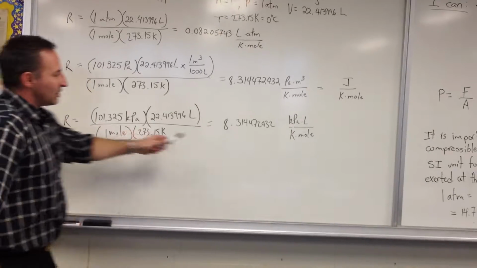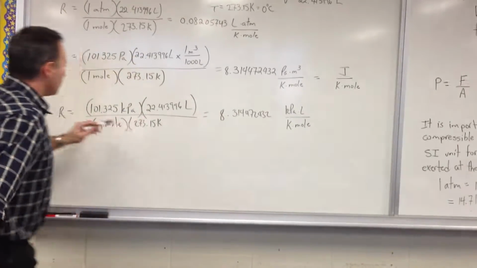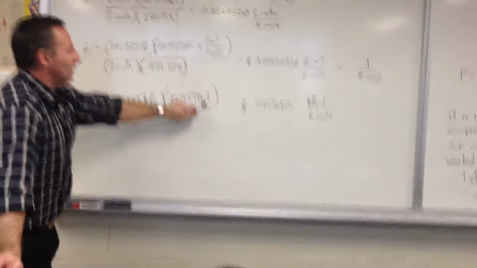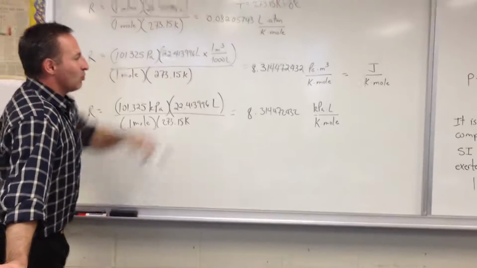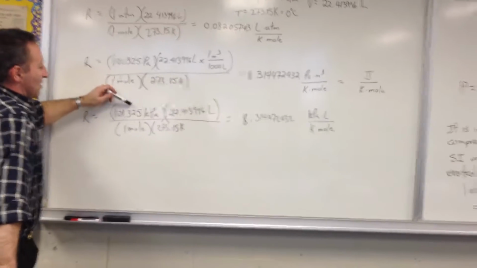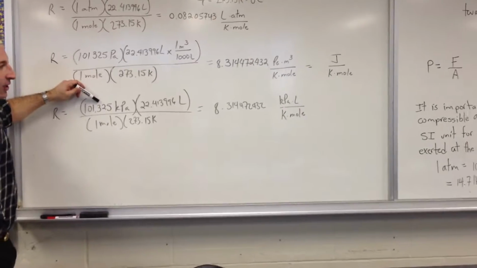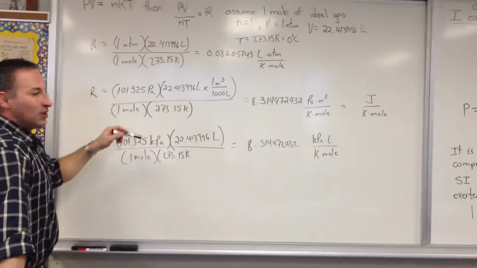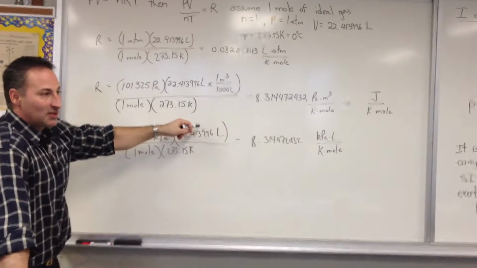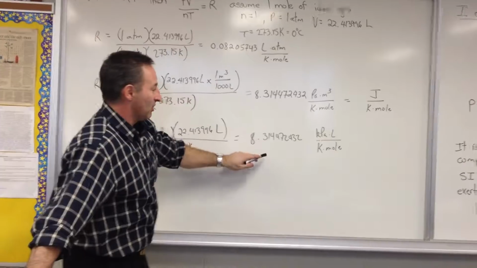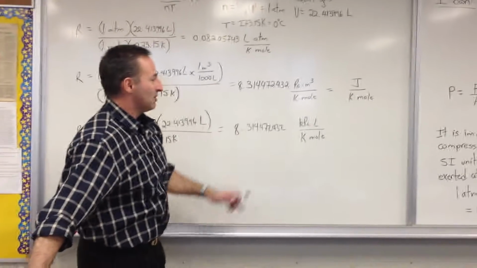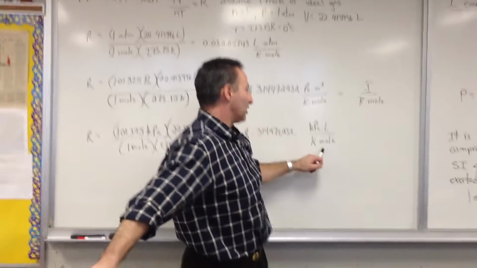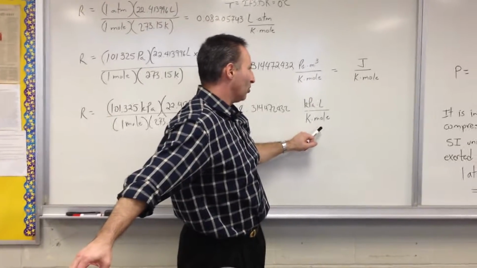You can also still get the number 8.314 if we use kilopascals and liters instead of pascals and meters cubed. Why is that? Because kilopascals is 1,000 times bigger, and liters is 1,000 times smaller. So if you multiply 2 numbers, one 1,000 times bigger and the other one 1,000 times smaller, you'll get the same number. That's why the value is the same. But then the units are kilopascal liters per Kelvin mole.